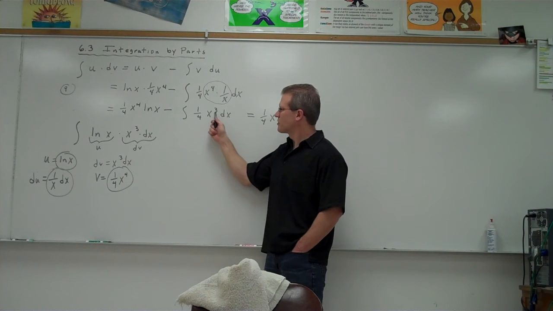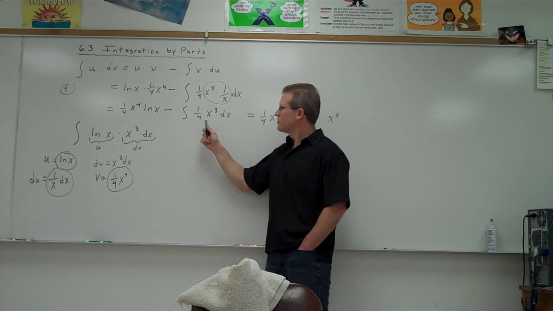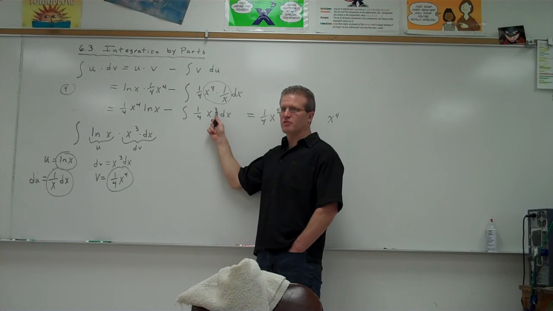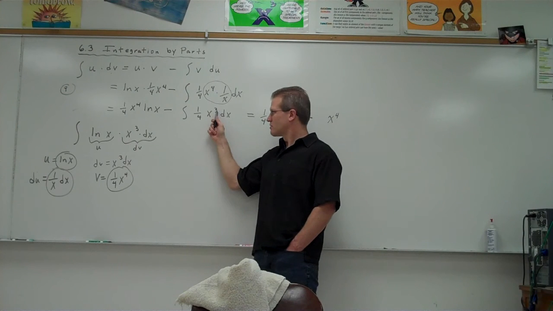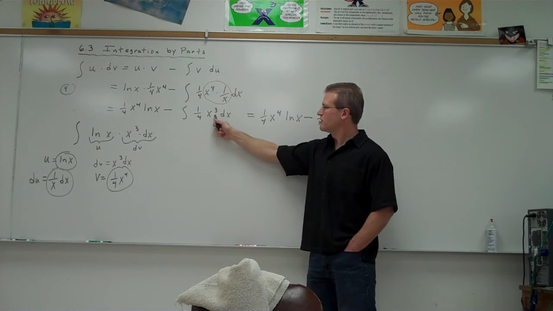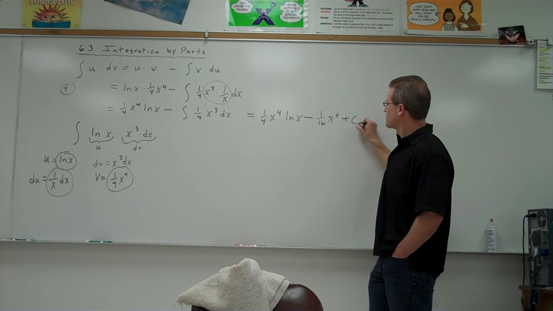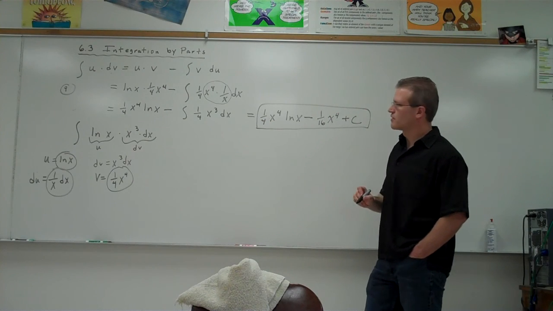minus, now let's do the integral, so you're going to make that one bigger, so that'd be x to the fourth. Then you're going to do 1/4 times the reciprocal of 4, so 1/4 times 1/4 would be what? 1/16. Dx will drop off when you do the integral, then don't forget your plus constant on the end. That's integration by parts.